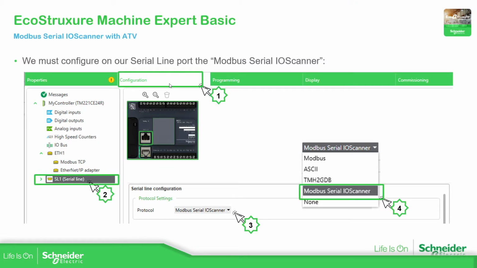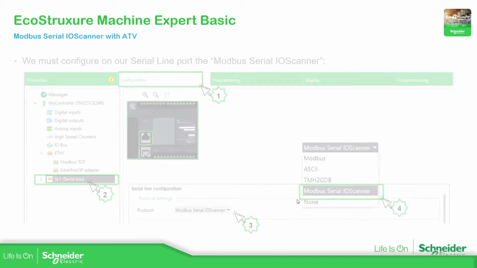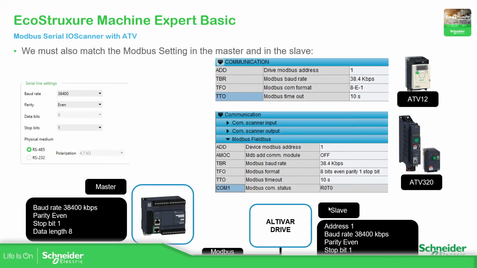What we need to do is configure our PLC in the Modbus serial line to act as a Modbus serial IOScanner, as we saw in the previous one. But we need to modify the configuration that we already have to match the one we have on the drive, or vice versa, match the drive to the PLC. Depending on the drive that we have, the settings, whether in SoMove or on the embedded display, can be different. So we need to change this to match the one on the PLC.